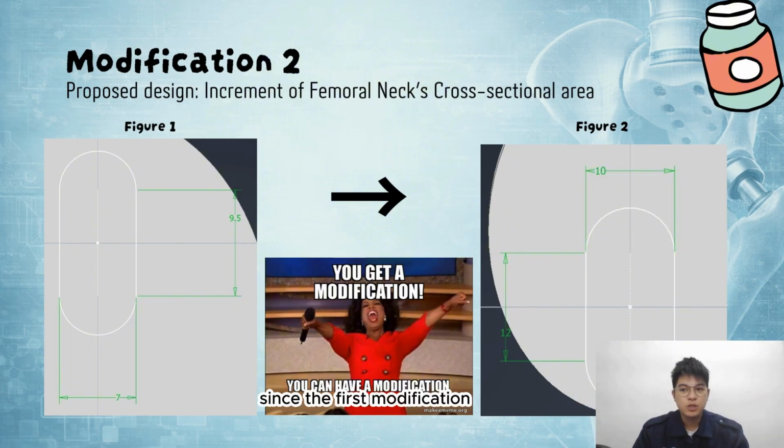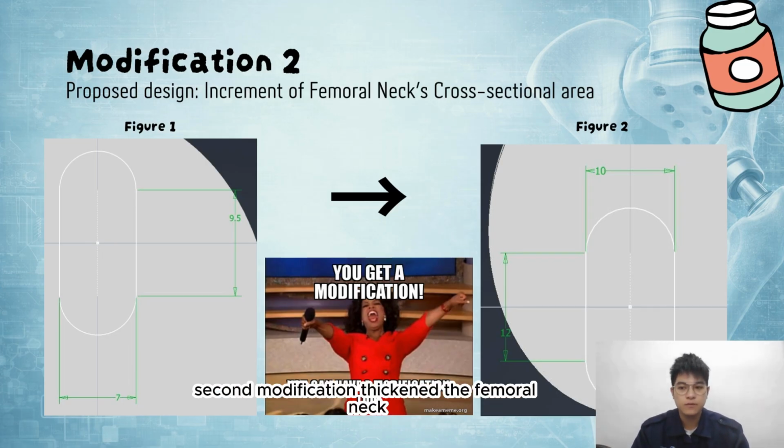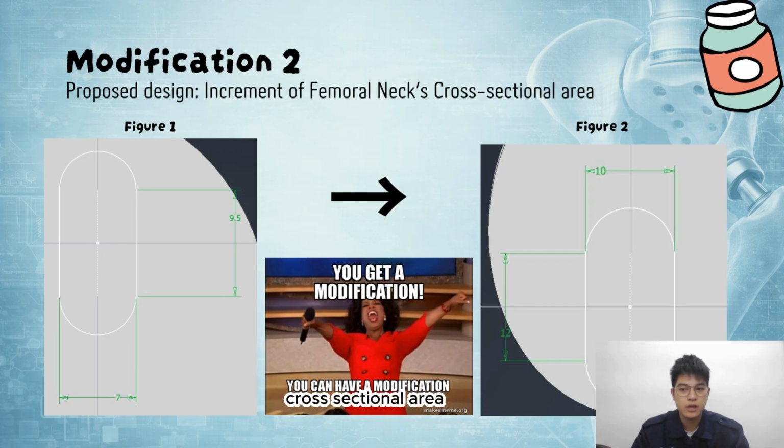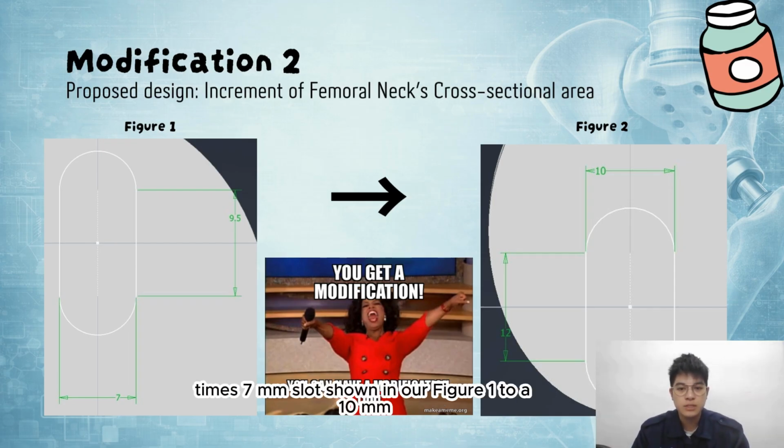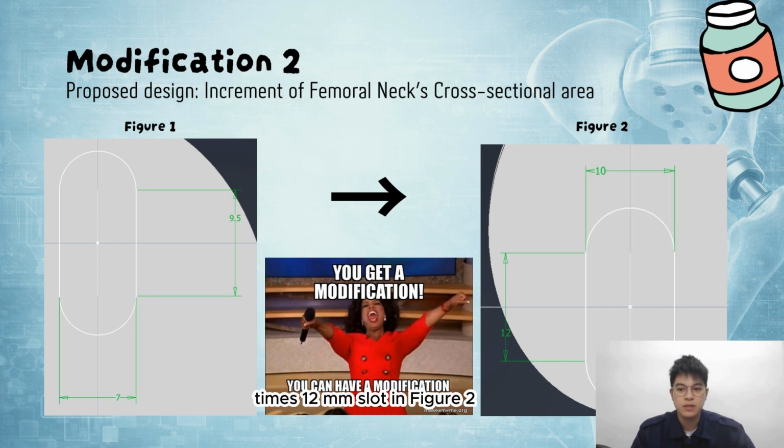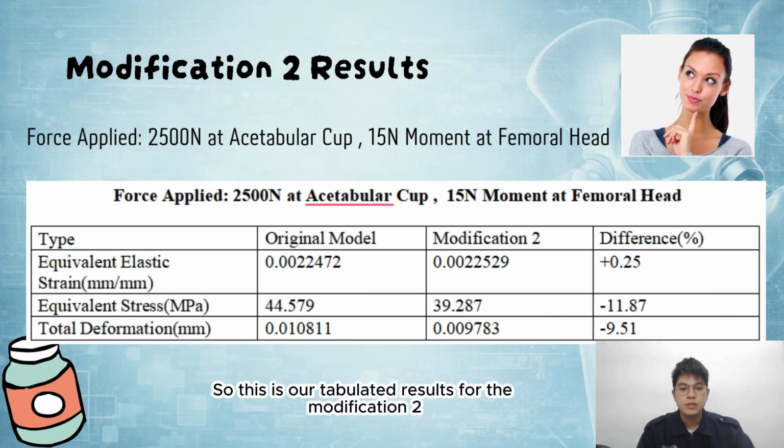Since the first modification was not successful, our group proposed a second modification. In contrast, the second modification thickened the femoral neck's cross-sectional area. The cross-section is increased from a 9.5mm times 7mm slot shown in our figure 1 to a 10mm times 12mm slot in figure 2. So this is our tabulated results for modification 2.